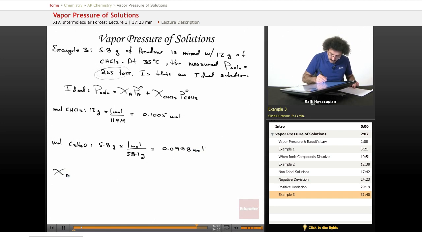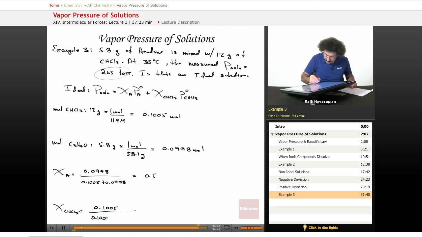Therefore, the mole fraction of acetone is equal to 0.0998 divided by 0.1005 plus 0.0998. You end up with 0.5. And the mole fraction of the CHCl3 is equal to 0.1005 divided by 0.1005 plus 0.0998, and you actually end up with, again, 0.5. So you see the mole fraction of each is 0.5.